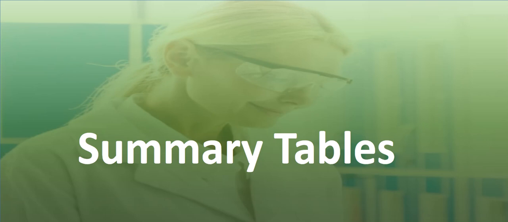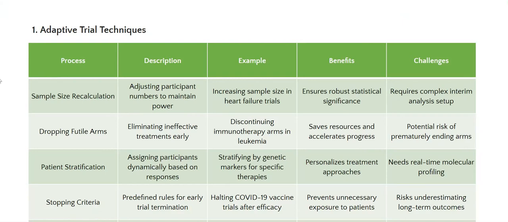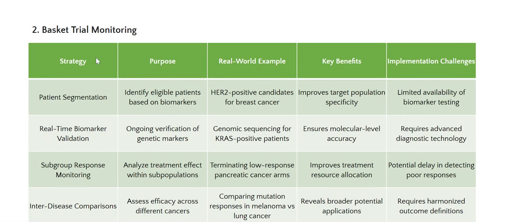Next, we have tables that will summarize what we have covered through this lecture. We have a table on adaptive trial techniques: process, description, example, benefits, challenges. As processes, we have sample size recalculation, dropping futile arms, patient stratification, stopping criteria, and adaptive dosage modification. We have another table on basket trial monitoring: strategy, purpose, real-world example, key benefits, implementation, challenges. As strategies, we have patient segmentation, real-time biomarker validation, subgroup response monitoring, inter-disease comparisons, and cross-study data alignment.